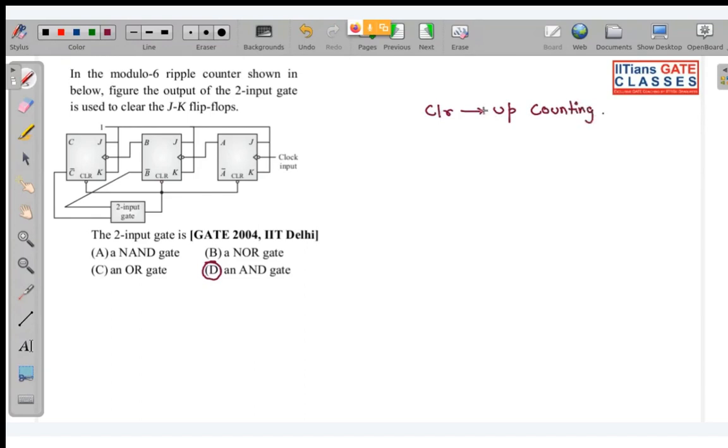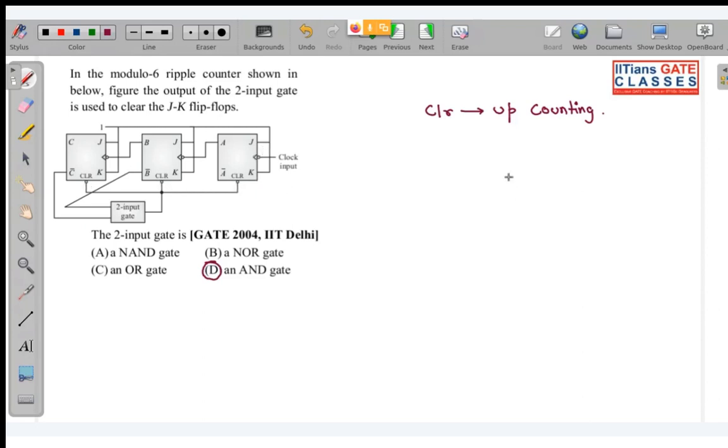Because we will be clearing the state whenever this clear input is high or low, depending on whether this is active low or active high. So we will be clearing the states of the flip-flop. When we clear the states of the flip-flop in an up counter, we clear it from 1 to 0. Okay, fine, so this is an up counter. Now look over here, whether this is active low clear or active high clear. This is active low clear. Why? Because there is a bubble present over here.